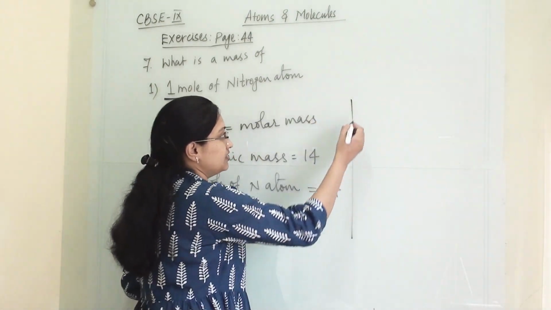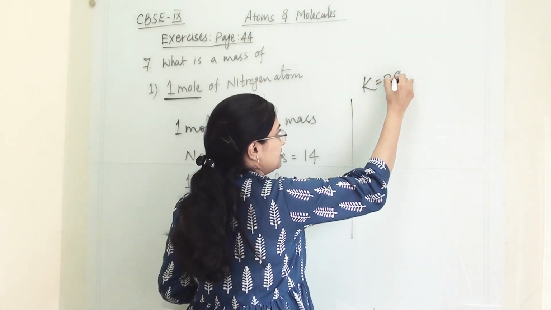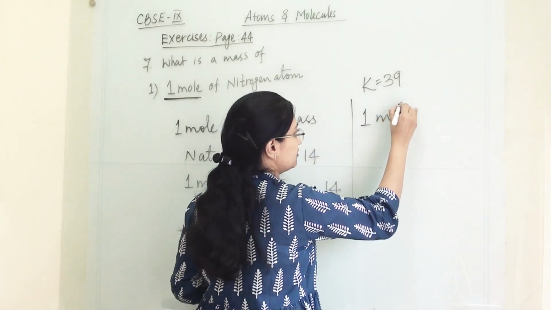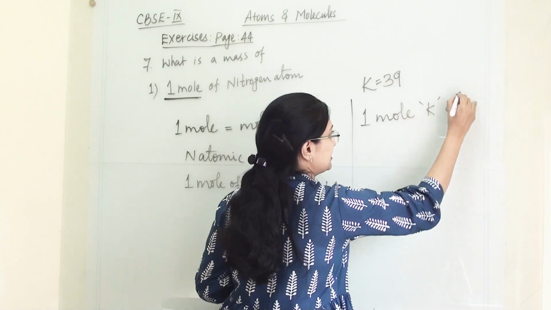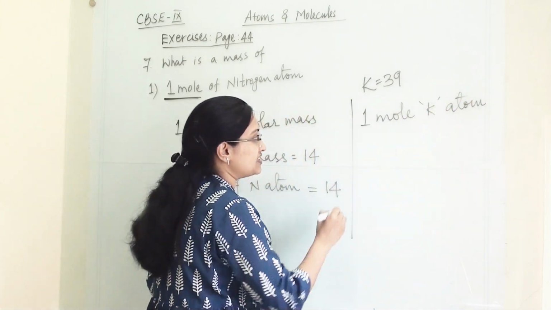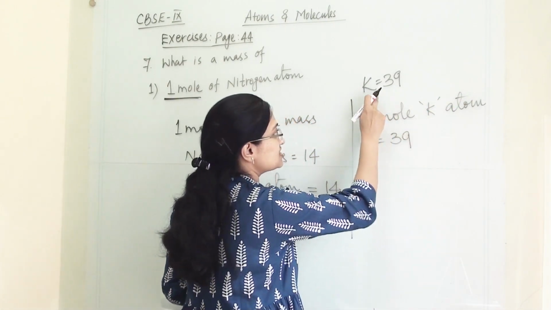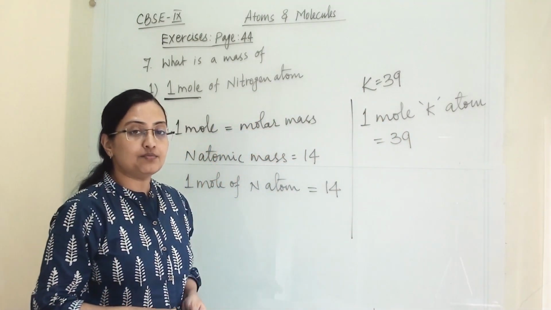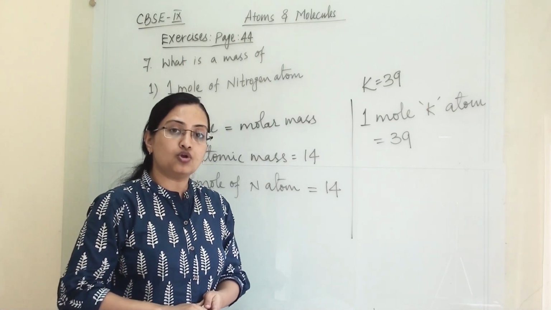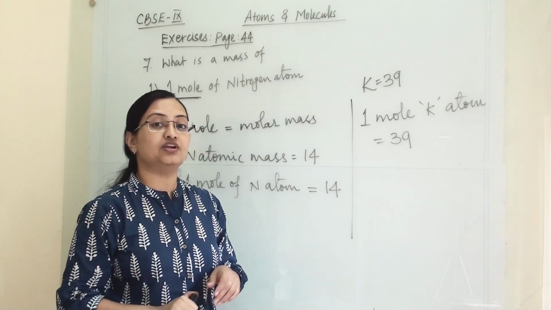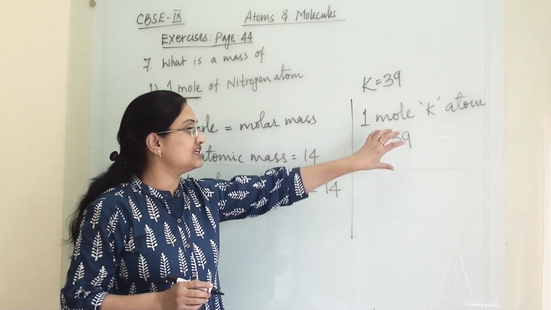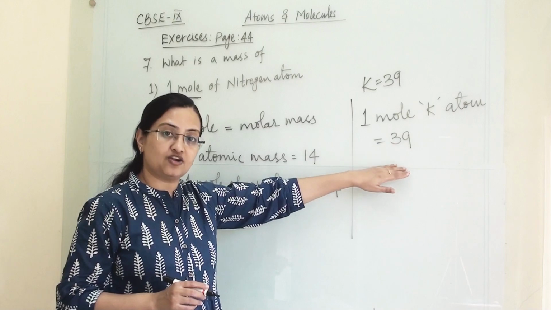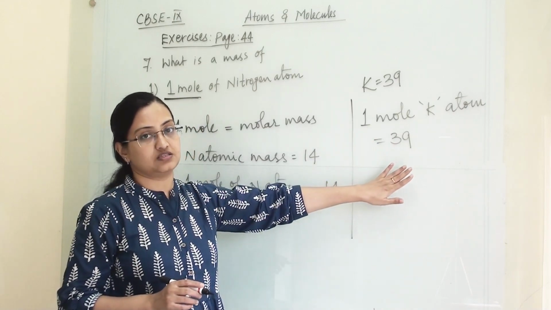One more example. Potassium. Its molar mass is 39. So if 1 mole of potassium atoms are there, what will be its weight? Equal to its molar mass. So it is 39. So for any element, if 1 mole of that element or 1 mole of that particular substance is there, its weight is equal to its molar mass. So atom is equal to its atomic mass or molecular mass.